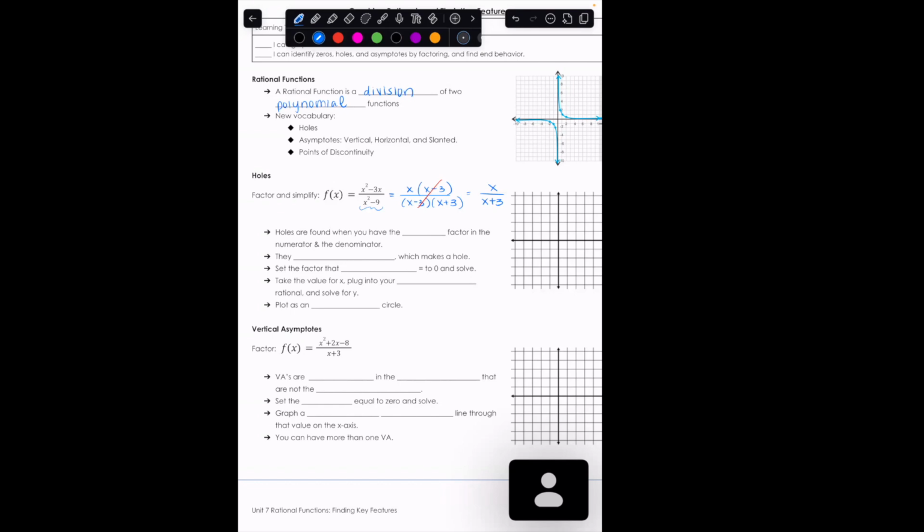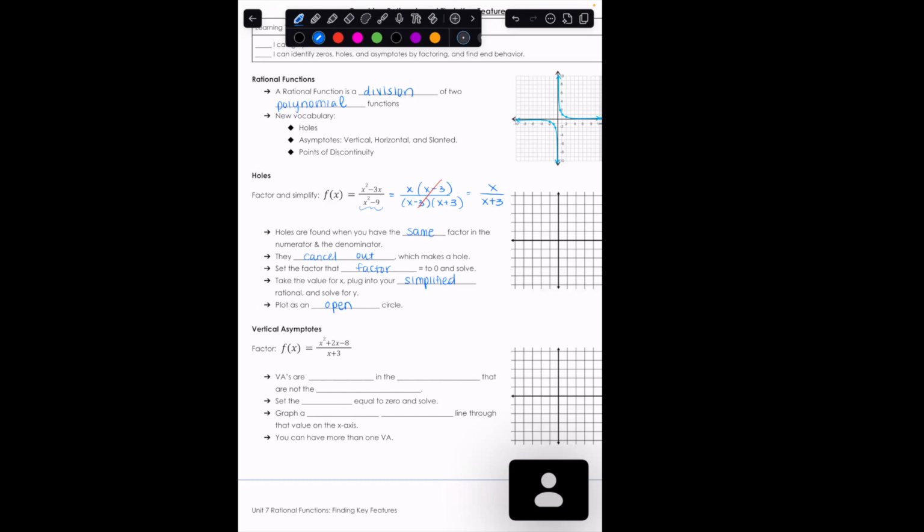Okay, so anytime that happens, if you have the same factor in the numerator and the denominator, that is going to cause a hole because they cancel out. That makes the hole. So we're going to set that factor equal to 0 and then solve, take the value for x, plug it into your simplified rational, and then solve for y, plot as an open circle.